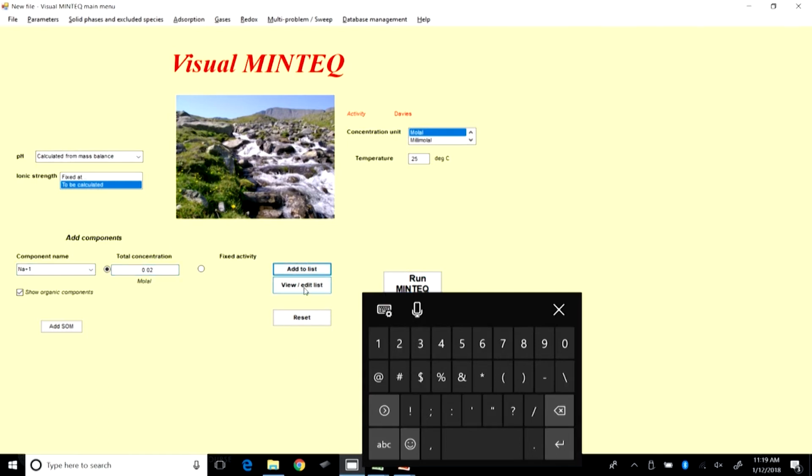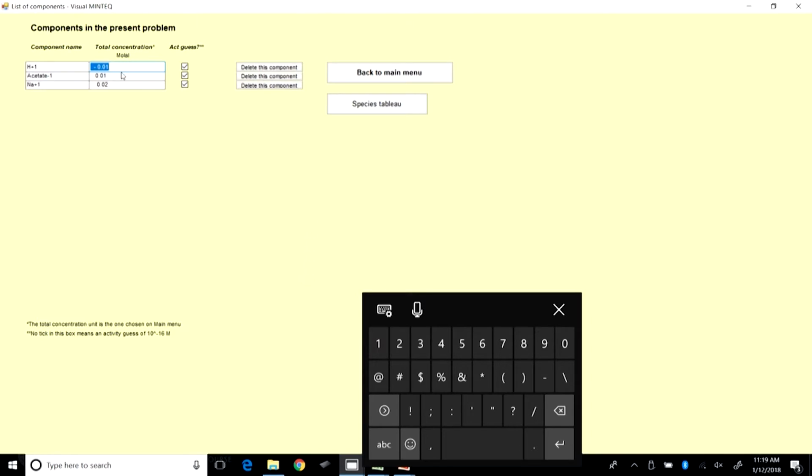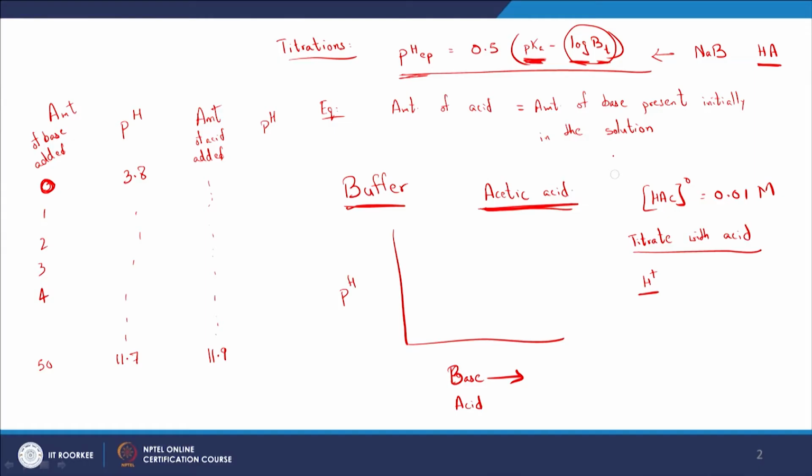So add to the list. So again, what does this mean? We are initially adding NaAC and NaOH, right. So that's how we end up with this particular case, right. Anyway, in case people are confused, let's go back to the slide and come back. So what are we adding here?